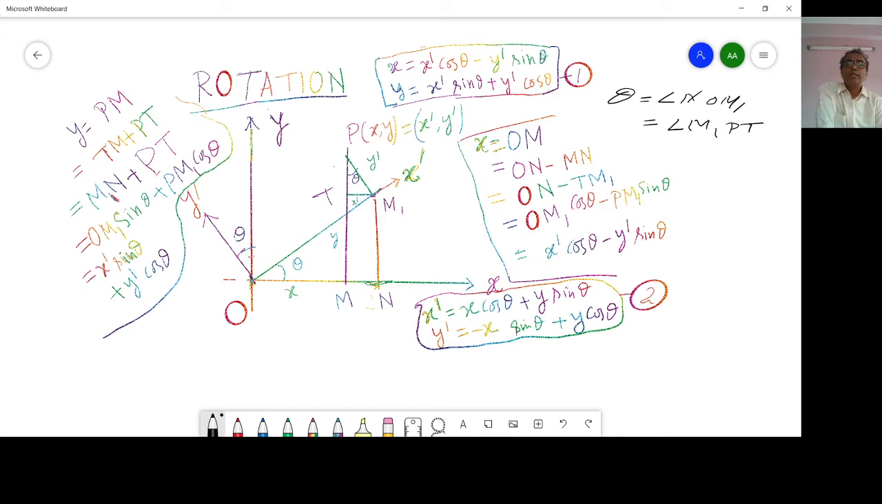So this is the formula for the rotation. Here we give an anticlockwise rotation of the axes OXY through angle theta, and this is the formula. And we can easily get the inverse formula in terms of x dash, y dash: x dash equals x cos theta plus y sin theta, and y dash equals minus x sin theta plus y cos theta.